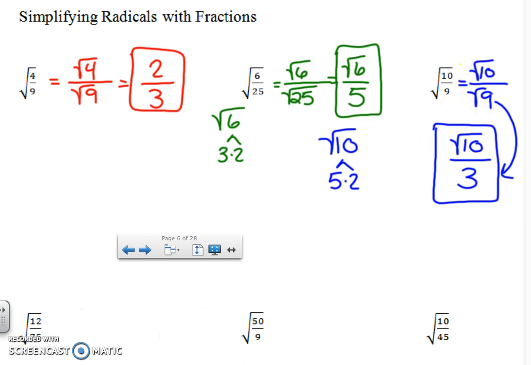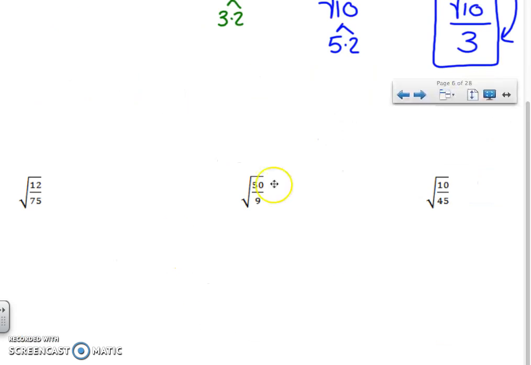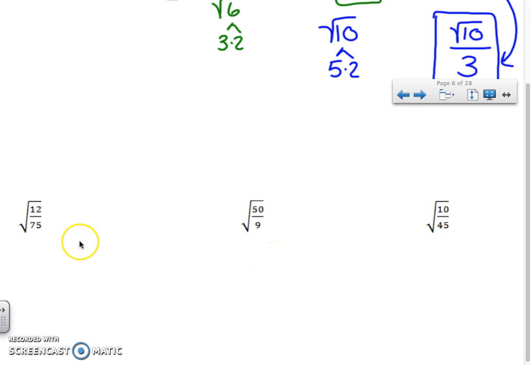Okay, all right, let's take a look at some more challenging fraction problems. These are when they're not perfect squares. So what we're going to have to do is break it down into square root of 12 on top, and then square root of 75 on bottom. So what you have to do is break down the top and the bottom separately. So I'm going to hop down here and do square root of 12, and then I'll also jump down here and do square root of 75.